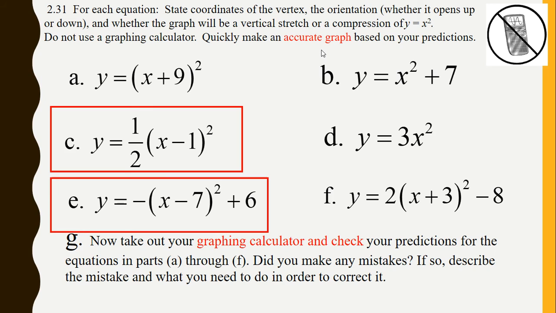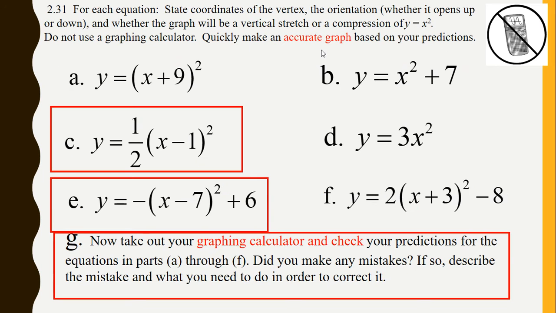Please do letter C on your own first, and then after you do letter C, take out your graphing calculator, check your answers, and use the table to see if your points are in the right spot. So do it first without a calculator, then use your calculator to check yourself. Pause the video and complete both of those.